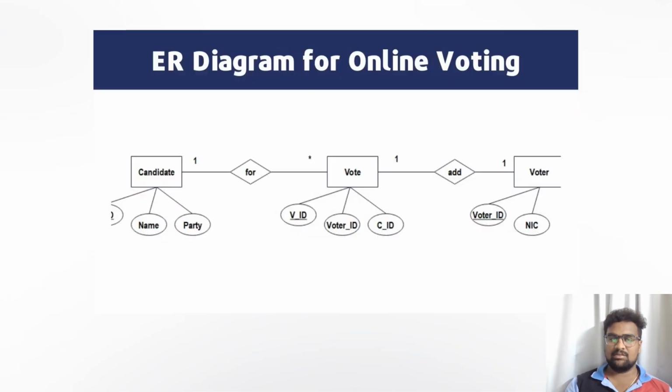And here is a picture of the ER diagram for online voting. As you can see, the candidate requires a name, which party is contesting, and which election they are contesting for. And voters have basic requirements: a voter ID or any proof of their address. They have to carry it during the vote, for example a voter ID.